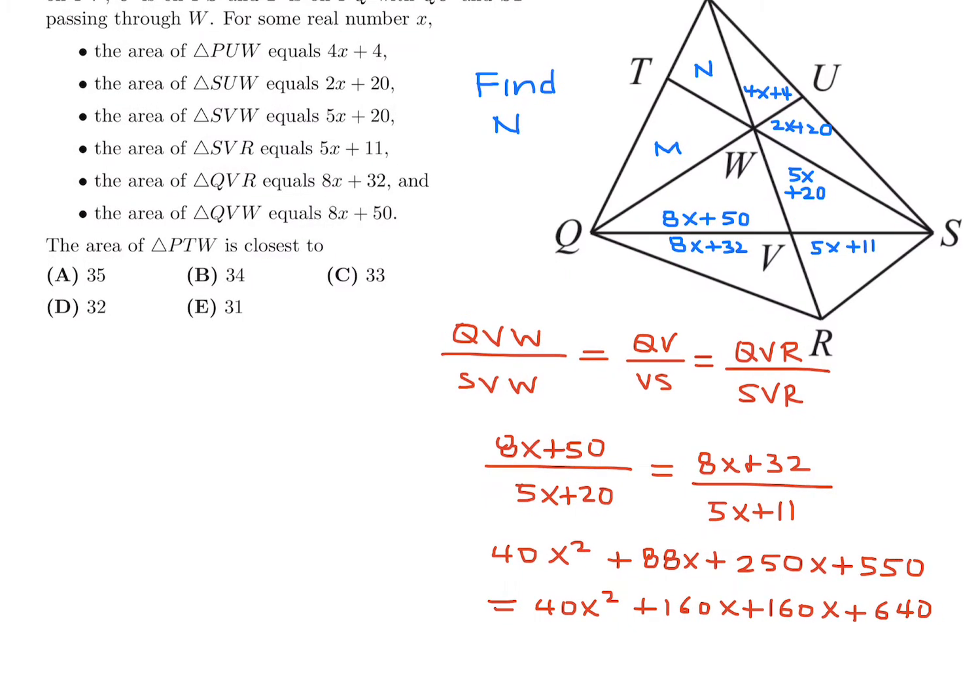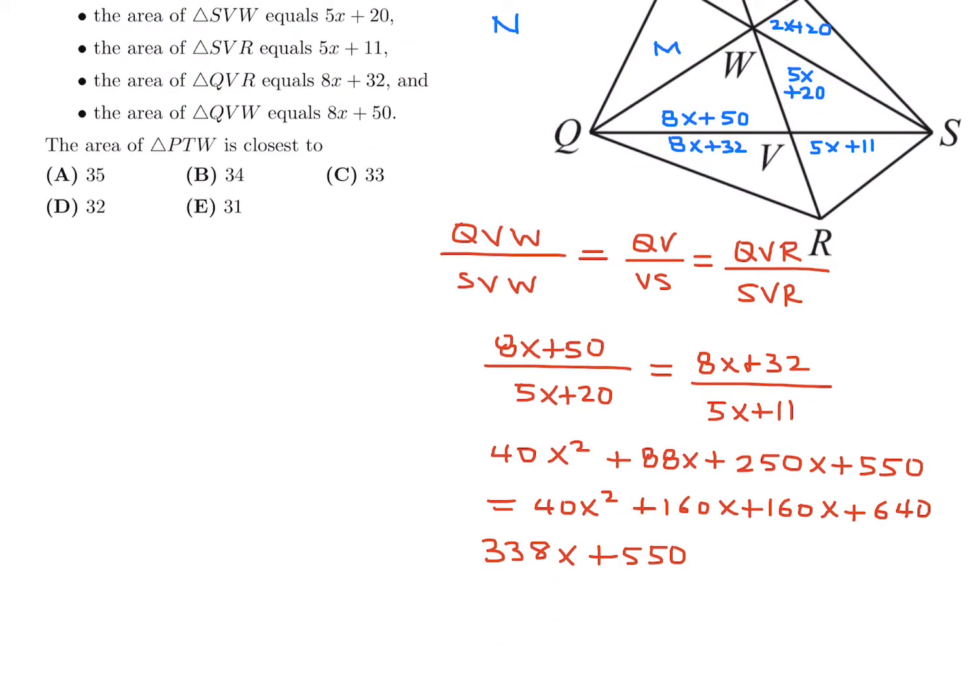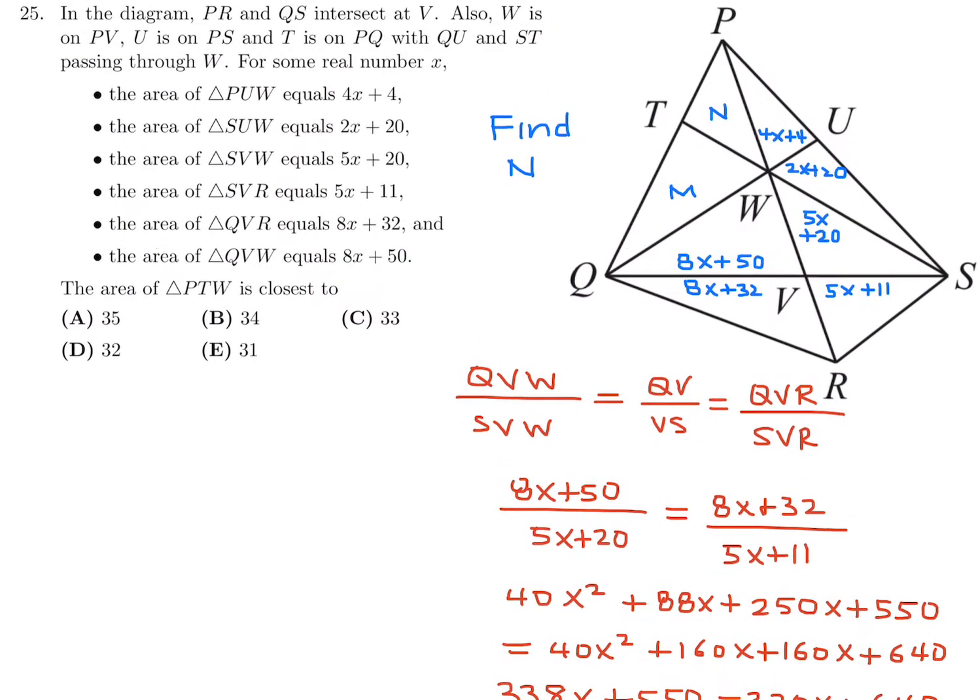And when you do that math, you get 338x plus 550 is equal to 320x plus 640. So that means 18x is equal to 90, and therefore x is equal to 5. Great, x is equal to 5.